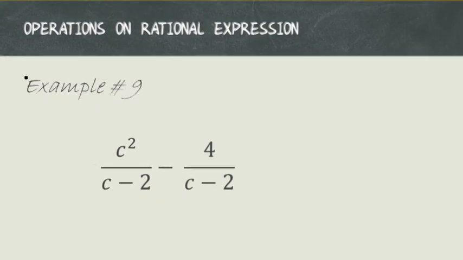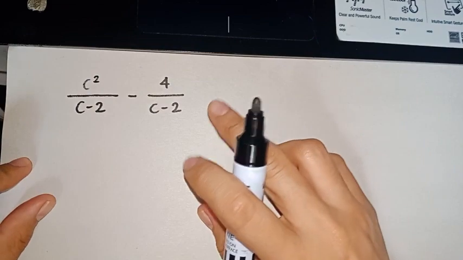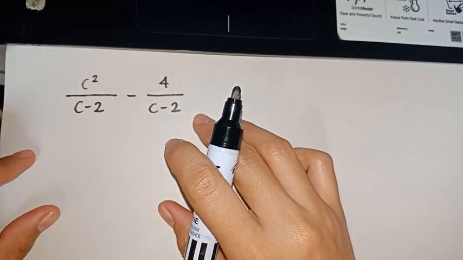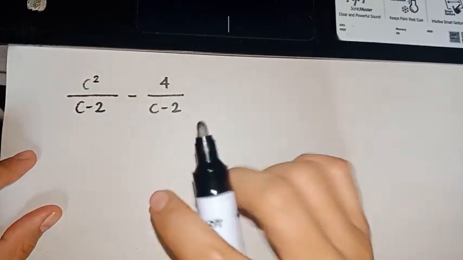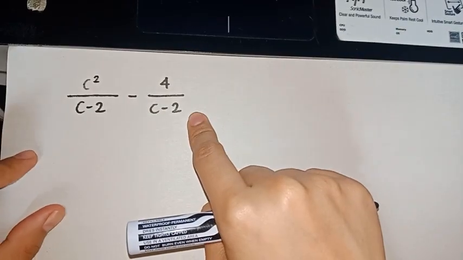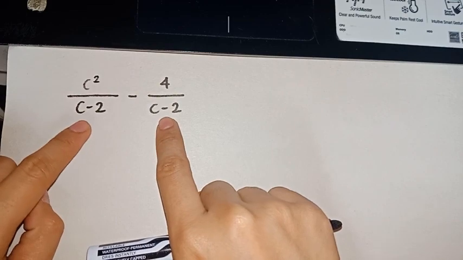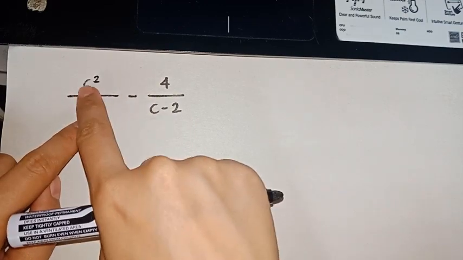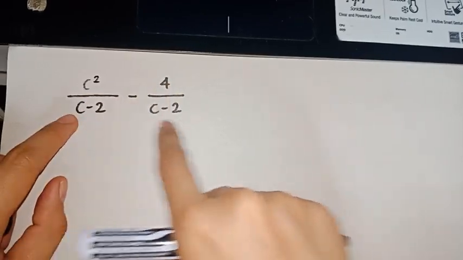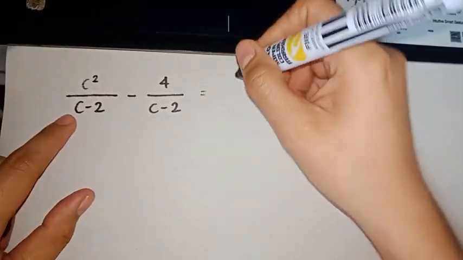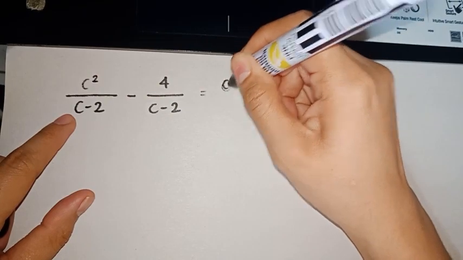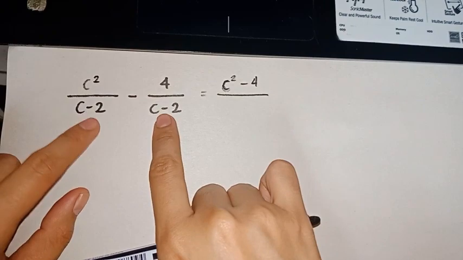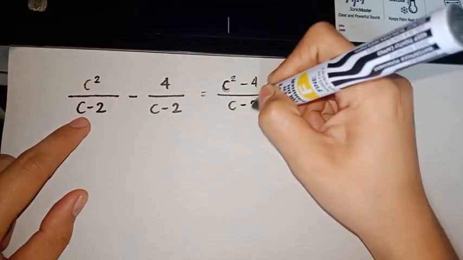And that will be our final answer. Let's have the next example. Let's try a more complex example. We have c squared over c minus 2 minus 4 over c minus 2. As you can see, we have the same denominator. So all we have to do is subtract c squared minus 4 and then copy the denominator. So we have c squared minus 4 all over the same, so copy c minus 2.